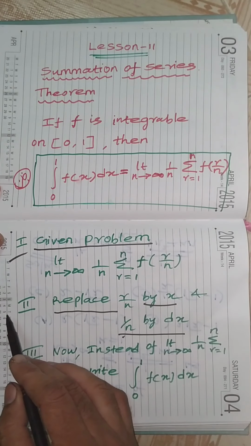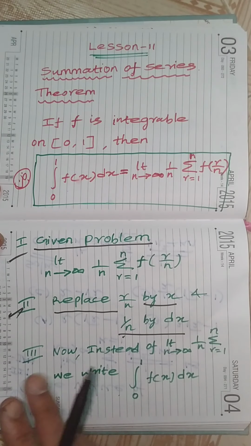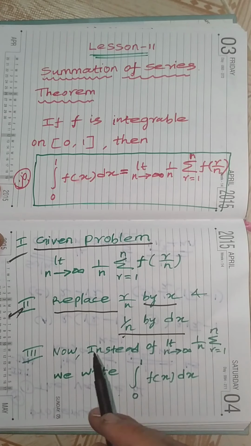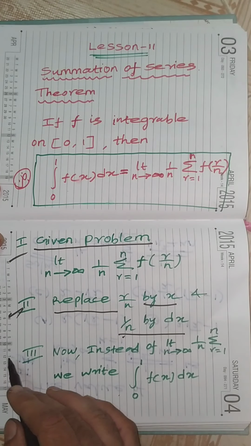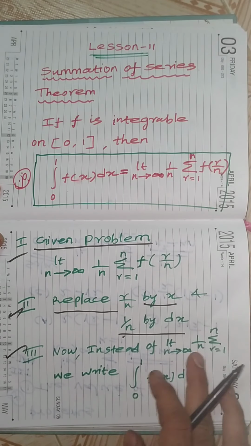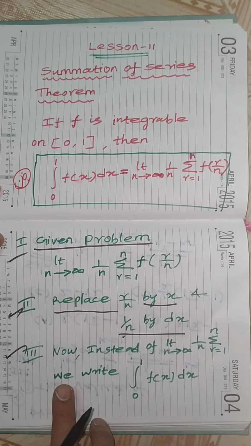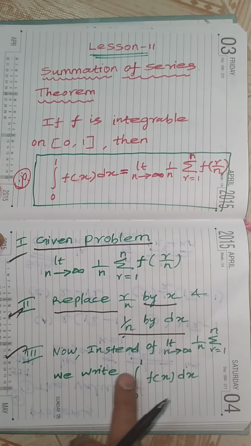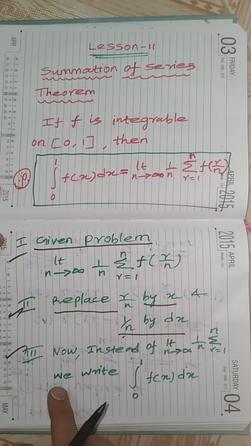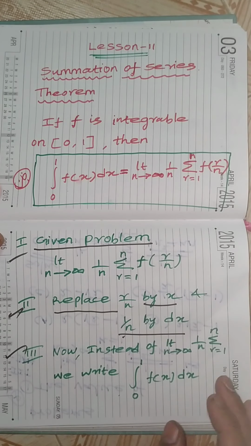Next, replace r by n with the parameter x, using dx. Then third, instead of the given pattern, it becomes, we can write it like this: the integral from 0 to 1 of f of x dx. So this is the solving procedure.